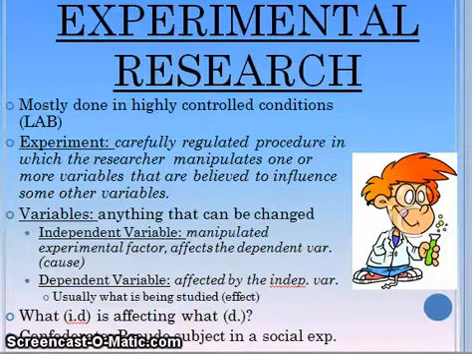The last type of research I'm going to talk about, which is going to be talked about further in the next video, is experimental research. This is done under highly controlled conditions, usually in a lab, and it's done with experimentation. Experimentation is carefully regulated procedures in which variables are manipulated. And we see in psychological experimental research that there is an independent variable and a dependent variable. I will talk about this more in the next video.